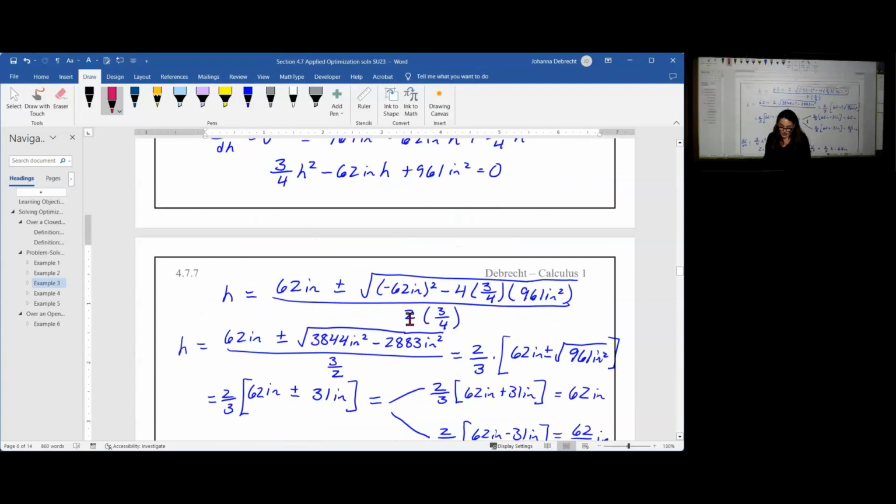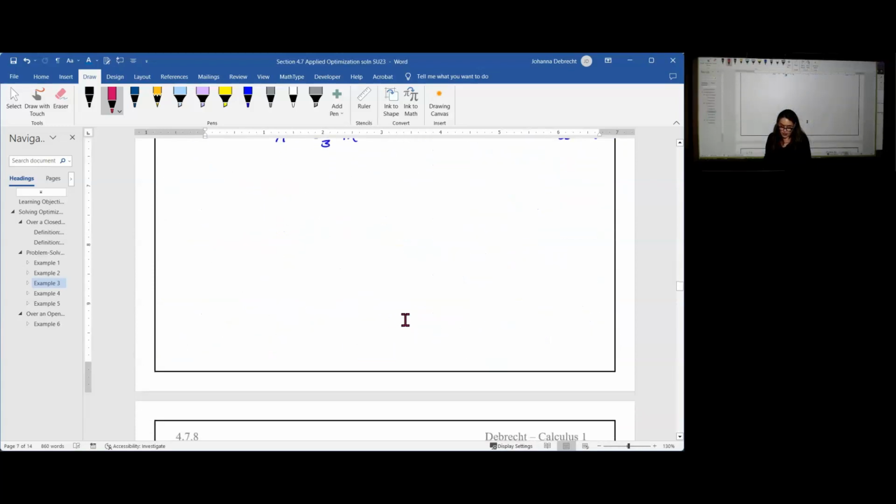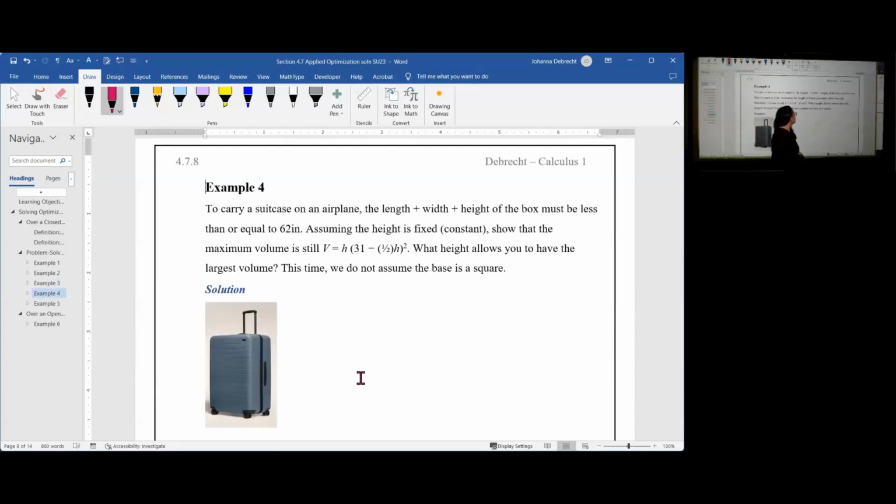Now, let's take a look at example number 4, the other more difficult problem in this section. Let's read through the problem together. To carry a suitcase on an airplane, the length plus width plus height of the box must be less than or equal to 62 inches. This is the same as in the previous problem. Assuming the height is fixed or constant, show that the maximum volume is still given by the same formula as in the previous problem.